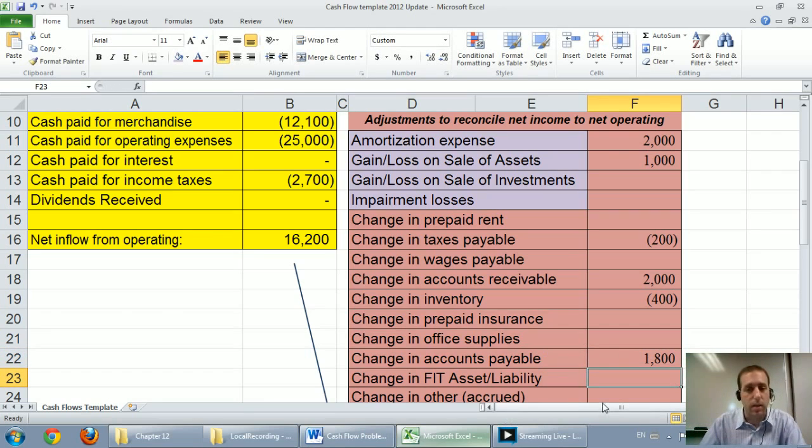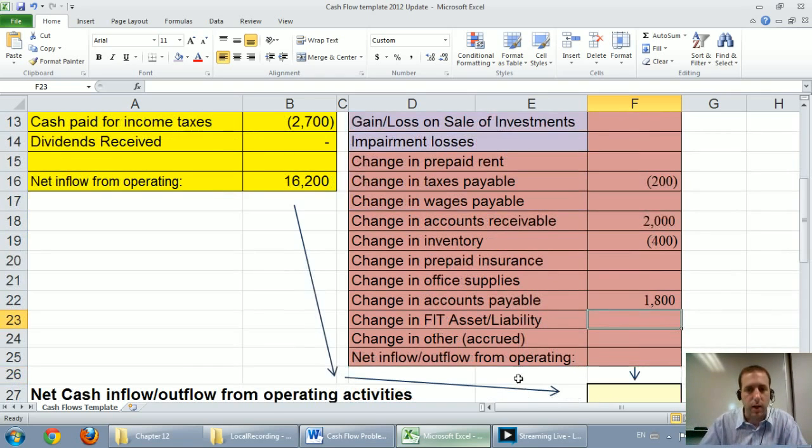FIT asset liability, we're not going to worry about it. FIT stands for future income taxes. Our American cousins will call that deferred income taxes. But just know that if it changes, it could affect our cash flow statement. And in terms of other, there is no other in this problem. But that's just a catch-all in case there was some other accrued liability that I missed.